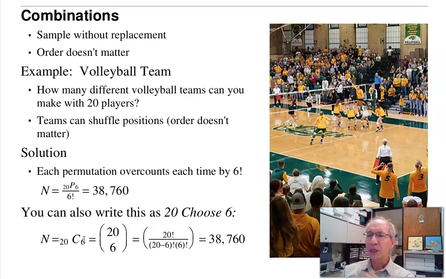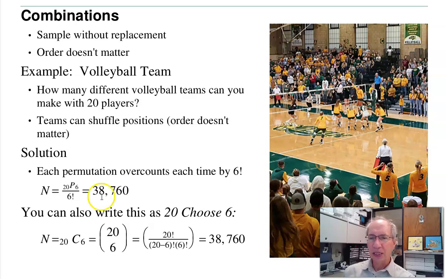As an example, if I have 20 players trying out for volleyball, the number of teams I can make where order doesn't matter... well, the number of teams where order does matter is 20 pick 6. If the order doesn't matter, then I'm overcounting by 6 factorial. I've got 6 players on the team, so the first player can be any of those 6. The second one could be any of the remaining 5, and so on. So 20 choose 6 is 20 pick 6 divided by 6 factorial. There's 38,760 different ways to form volleyball teams of 20 players.